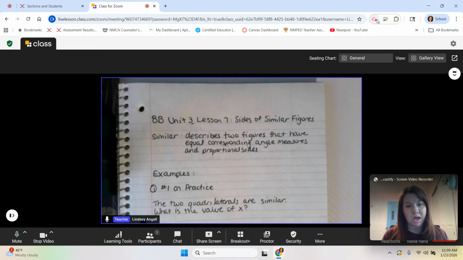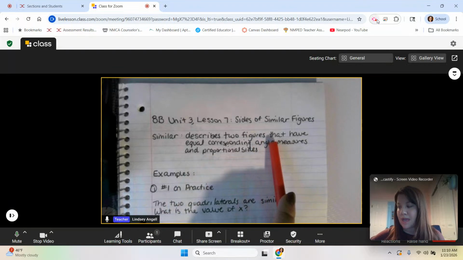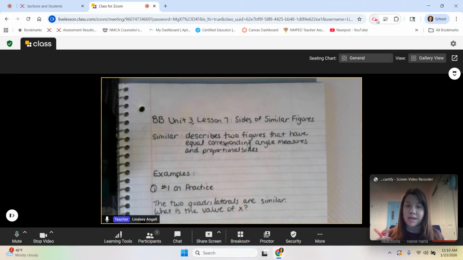So first off, let's talk about what similar means in math, specifically when it comes to geometry. Similar describes two figures that have equal corresponding angle measures and proportional sides. So basically, two shapes are similar if it's the exact same shape, just a different size, but all of the angles are the same, equal corresponding angles, and proportional sides. So every side gets stretched by the same amount. That's what that's referring to.